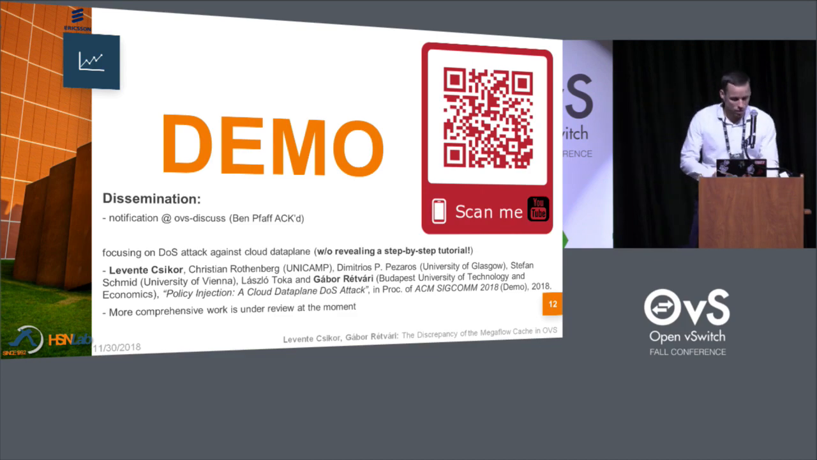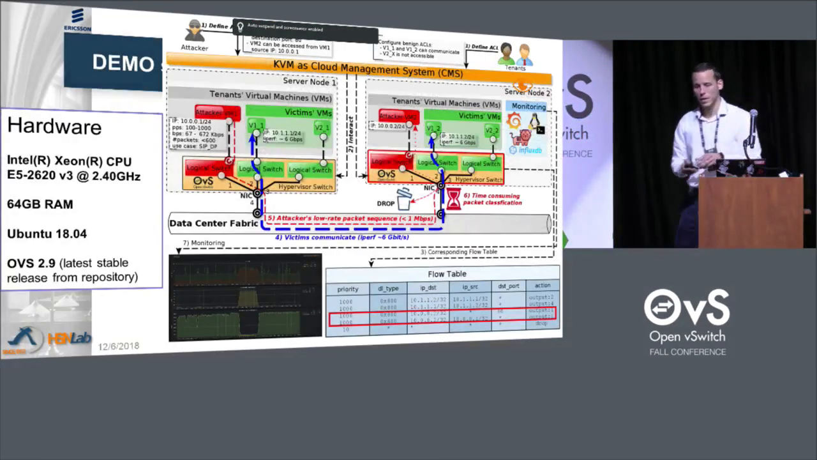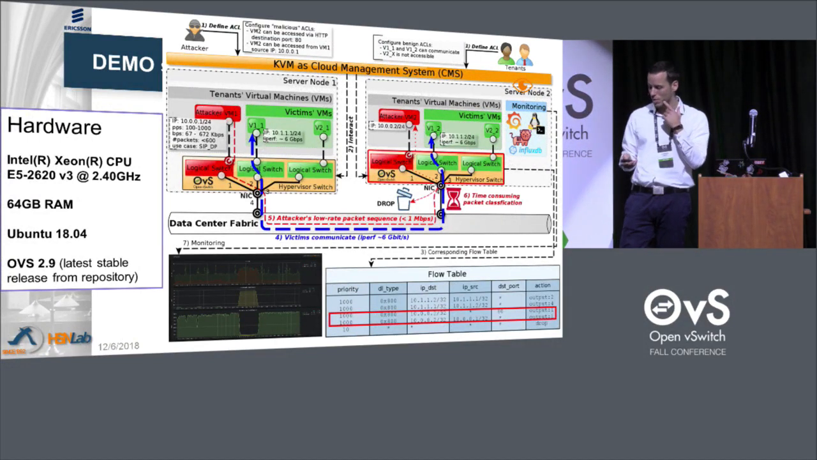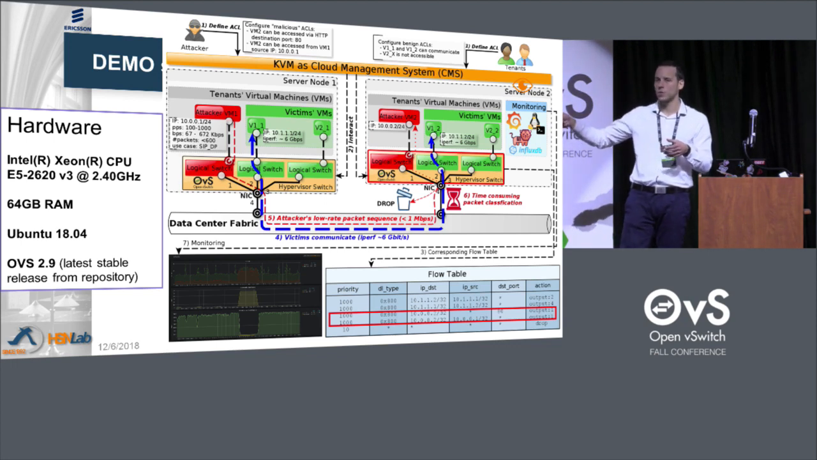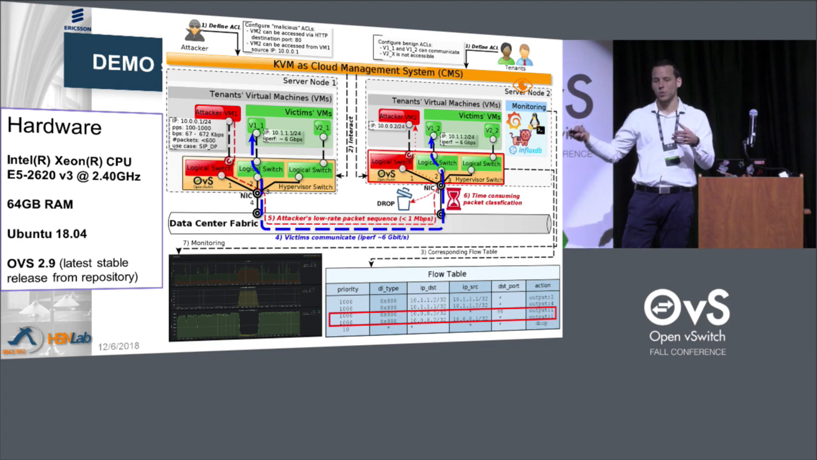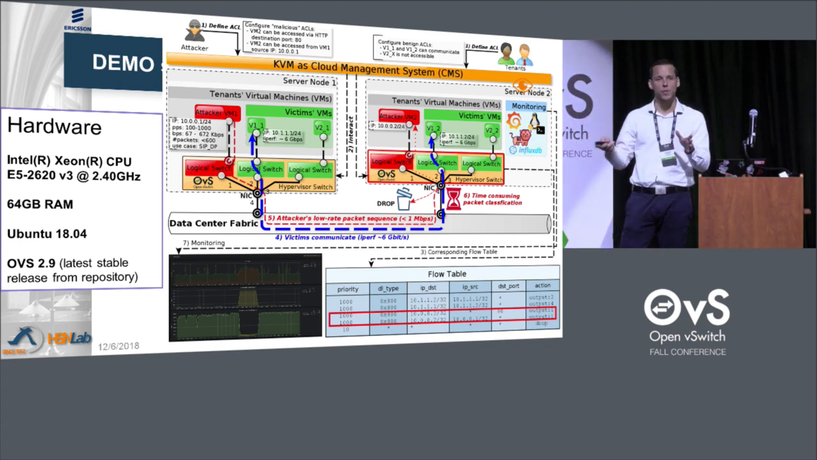So this is the setup that we are going to use during our demonstration. It's a synthetic setup using kernel virtual machines. We have 2 server nodes, server node 1 and server node 2, each hosting VMs. Here we talk about victim VMs, which are just regular VMs that have pure hypervisor traffic between each other.